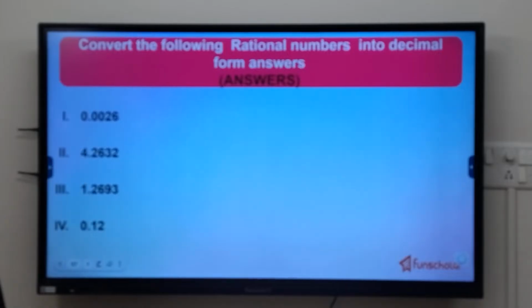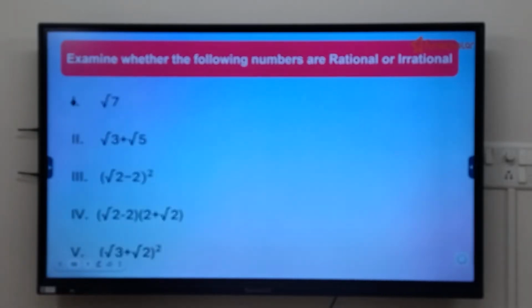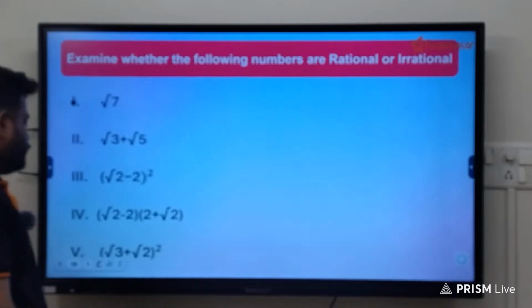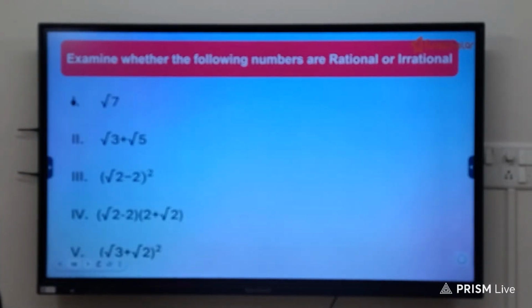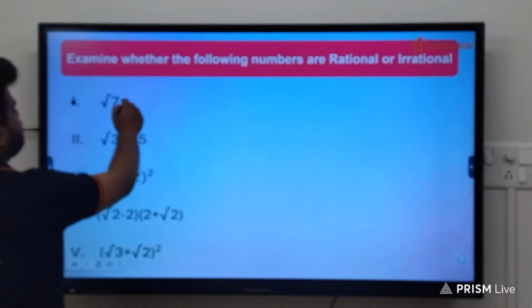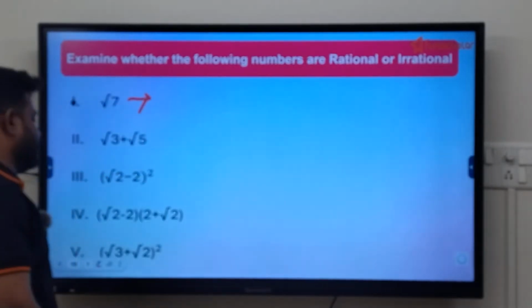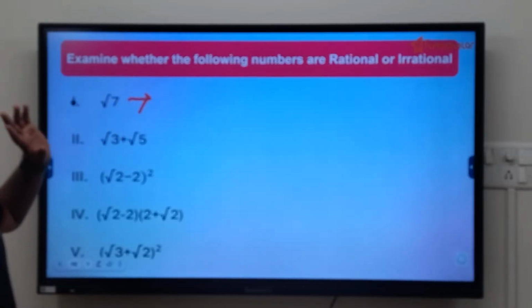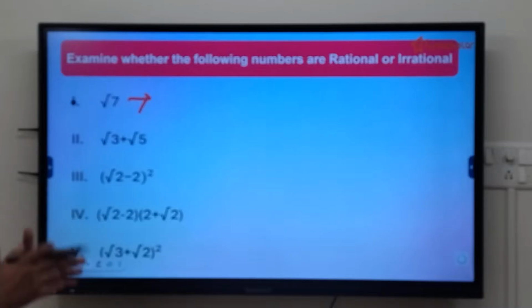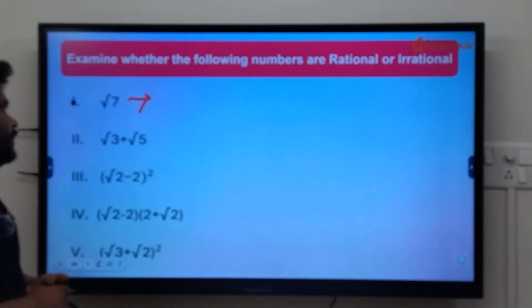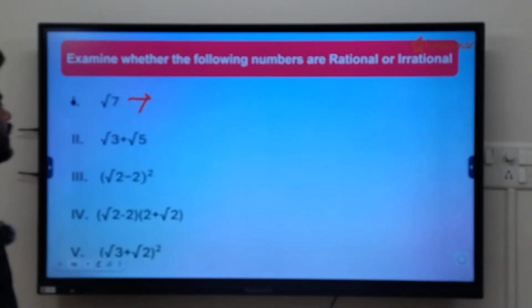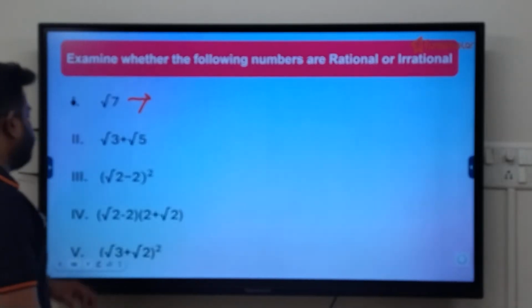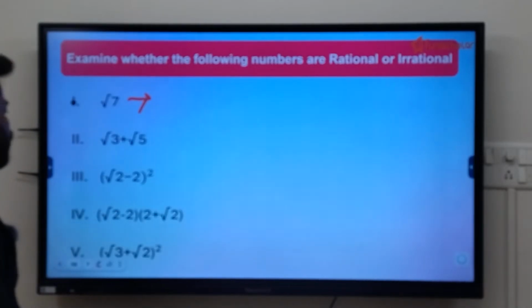Yes, the answers will be like this. Examine whether the following numbers are rational or irrational. For the first one, root 7 is an irrational number. Why? Because the value of root 7 will be a non-terminating, non-recurring decimal number. So root 7 is an irrational number, and for the rest of the cases maybe not.